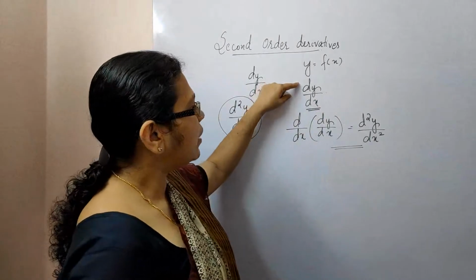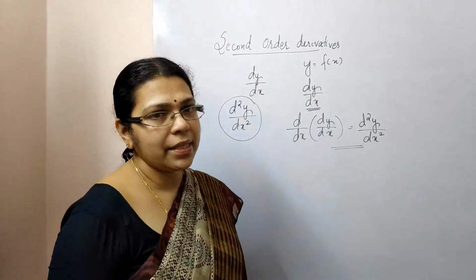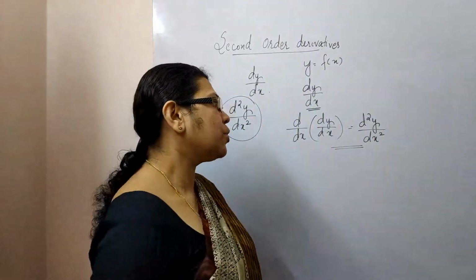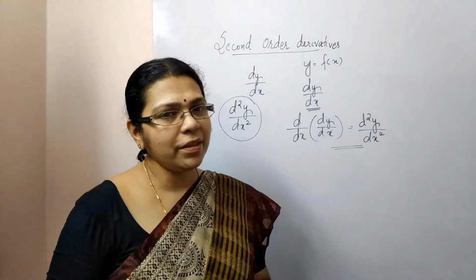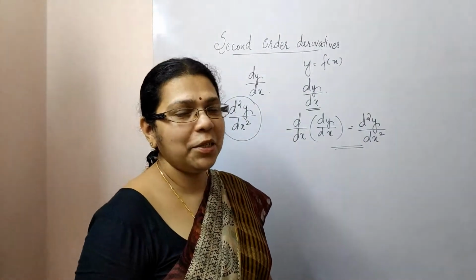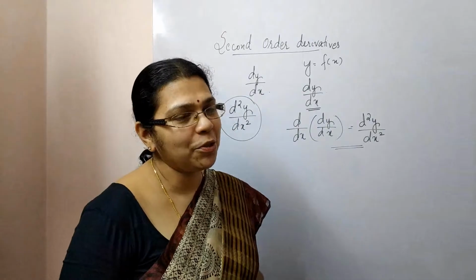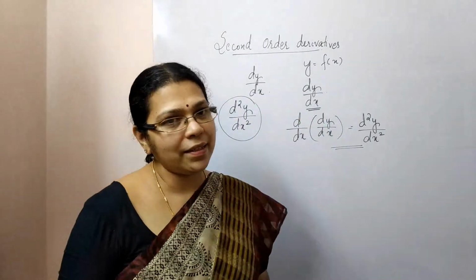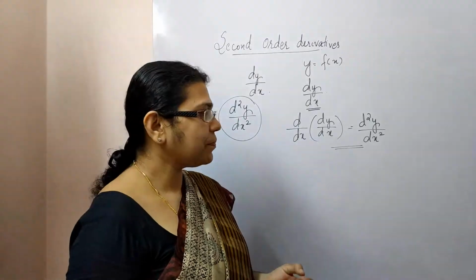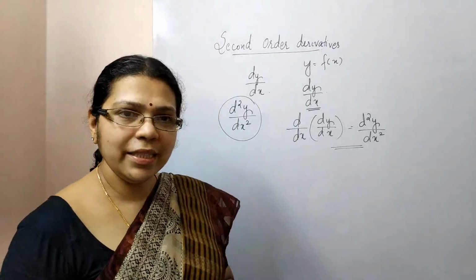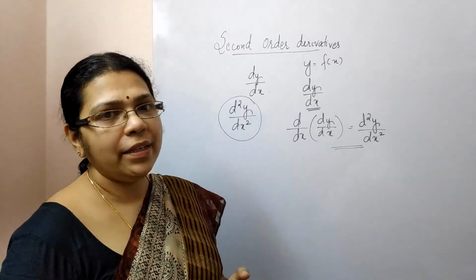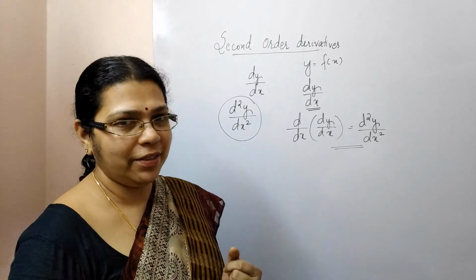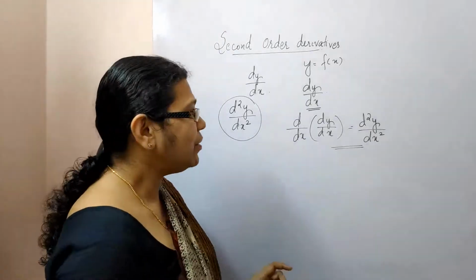So, first order derivative is dy by dx, second order derivative is d square y by dx square. What will be the third order derivative? D cube y by dx cube. Now, you needn't study that. We have only the first order derivative and the second order derivative. So, let's see how to find the first order and the second order derivatives. First order you know. Now second order derivative.